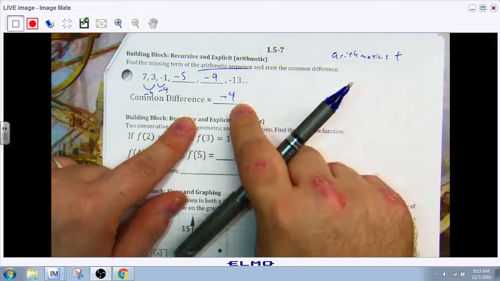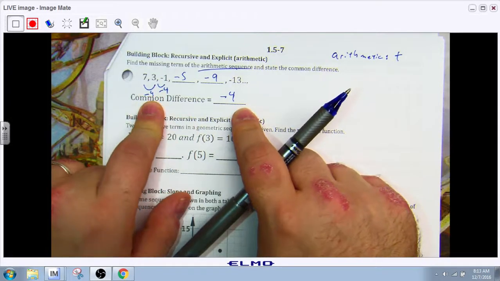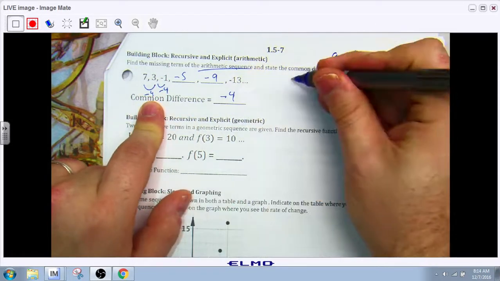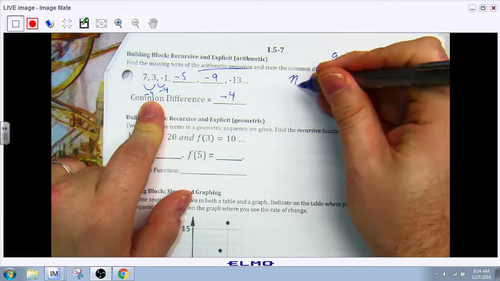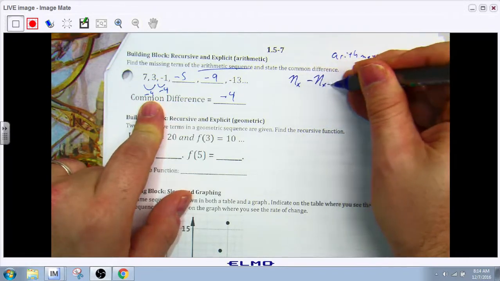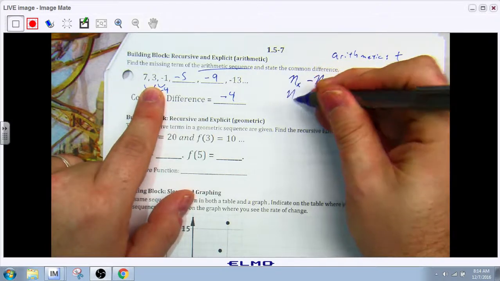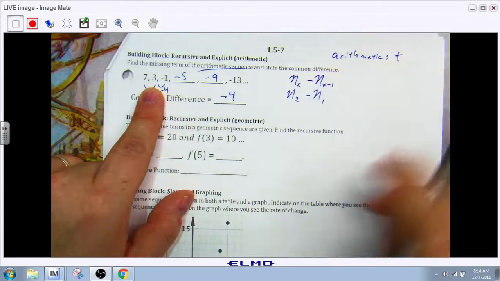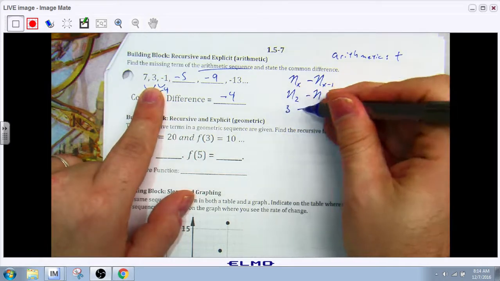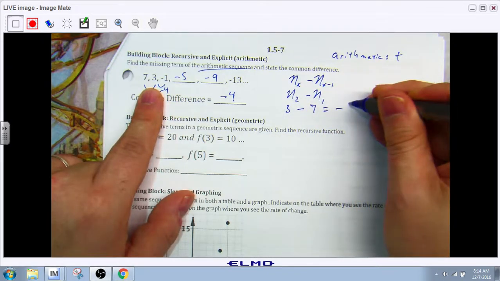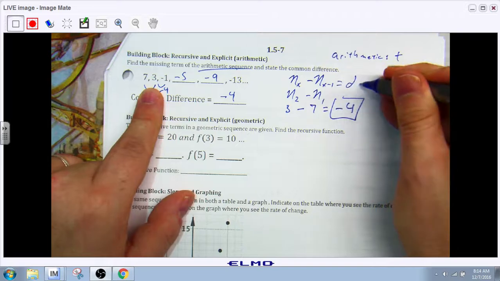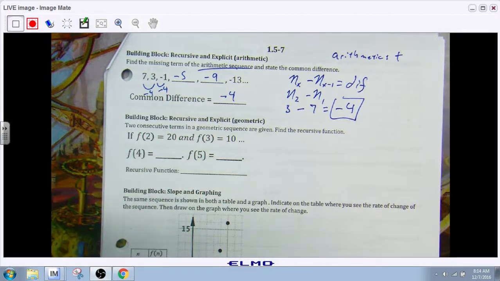If I did not see that my common difference was negative 4 and it's arithmetic, I can take any term and subtract the term before it. So in this case, I could take the second term and subtract the first term. The second term was 3, the first term was 7. That will give me negative 4. That's my common difference, okay? And so from that, you can figure it out.